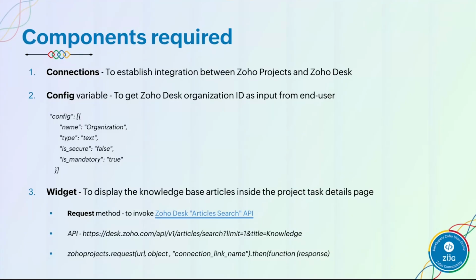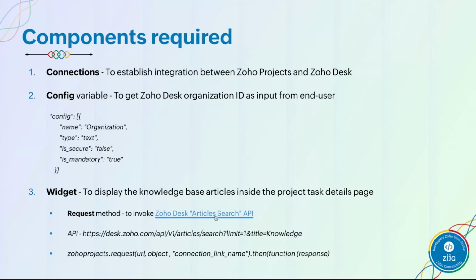And the last component is obviously you need a widget. So we are going to create a widget called related articles in the project's task details page itself, through which we are going to be invoking the Zoho Desk API to search for the articles related to the project and have them displayed as part of your widget. You remember, in order to invoke any third-party application API as part of your widget, we saw that the project's request JS SDK method is what we'll have to be using. So we'll be using the request method, and in that request method, we'll be invoking the Zoho Desk API to search for articles.